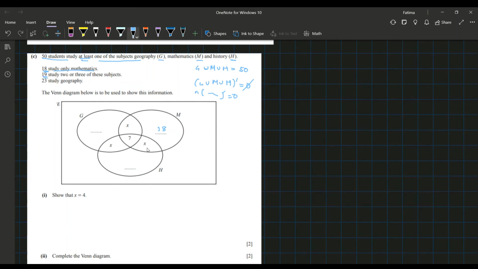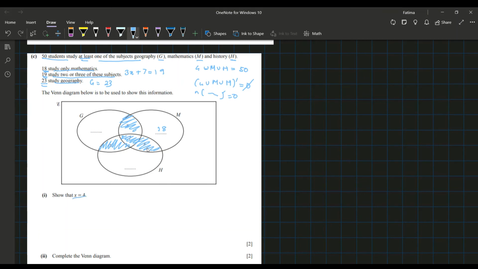Now they're telling us 19 study 2 or 3 of these subjects. So the regions where we have 2 or 3 of these subjects would be this place where it's 2 subjects here, 2 subjects here, and 3 subjects over here. So that's 7. So that would basically be 3x plus 7 is equal to 19. And in the third statement, we're told that 23 study geography. So geography should contain a total of 23 students.